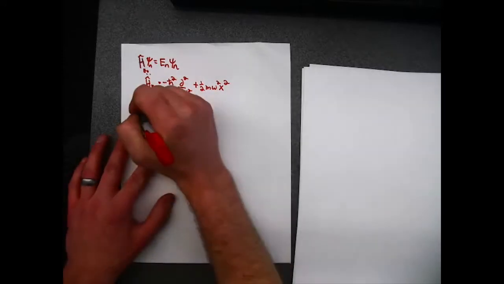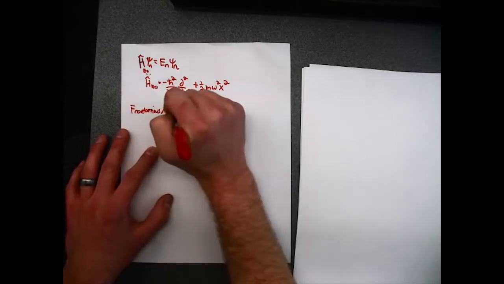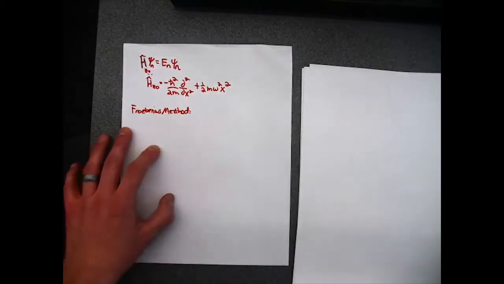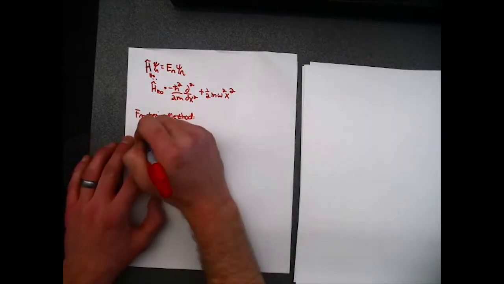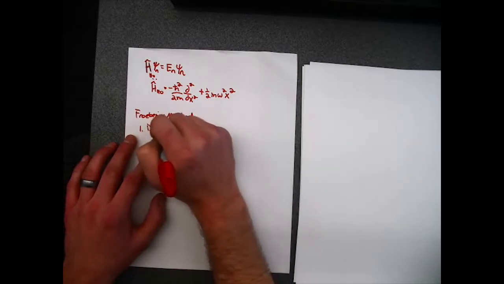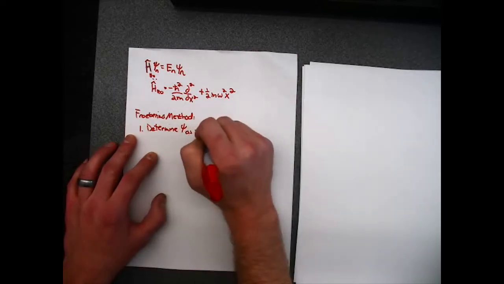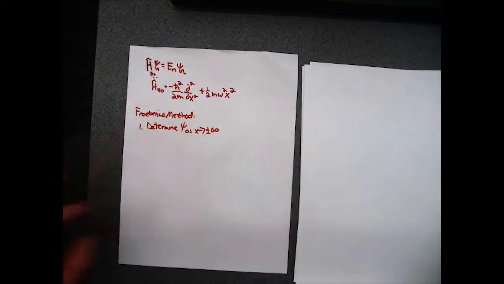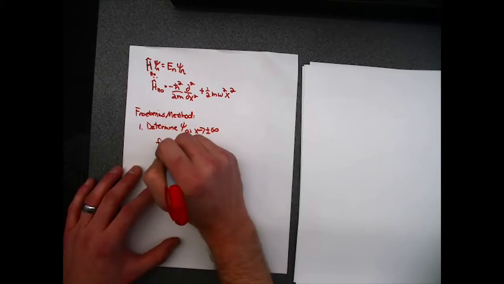And the method that we're going to use to solve this is something called the Frobenius method. It's a method for solving second-order differential equations. And the idea here is that we are going to, step 1, determine the behavior of the wave function at its asymptotes. So what does that have to look like? How does that have to behave as it goes to plus or minus infinity?